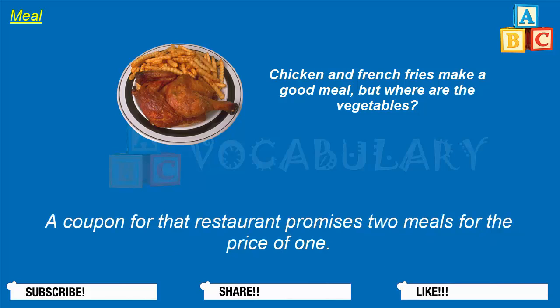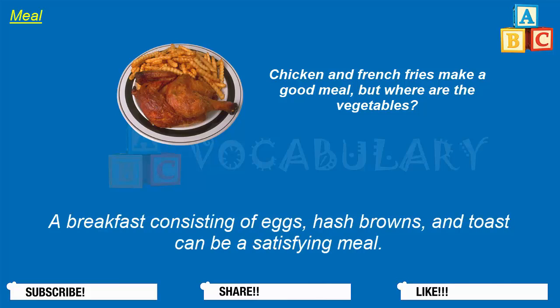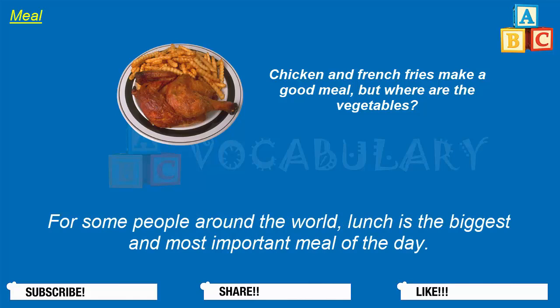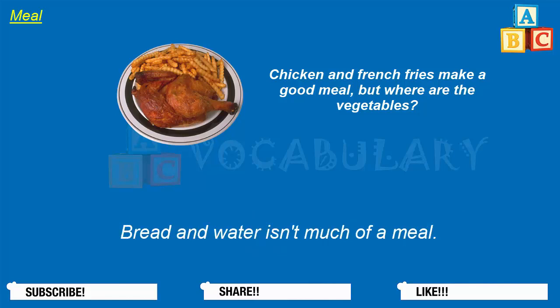A coupon for that restaurant promises 2 meals for the price of 1. A breakfast consisting of eggs, hash browns, and toast can be a satisfying meal. For some people around the world, lunch is the biggest and most important meal of the day. Bread and water isn't much of a meal.